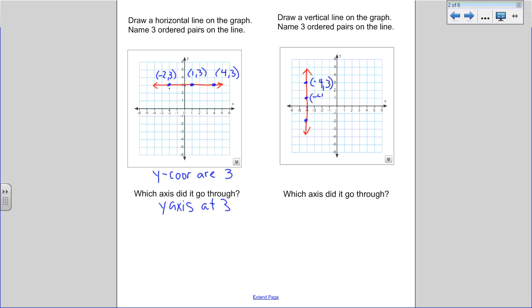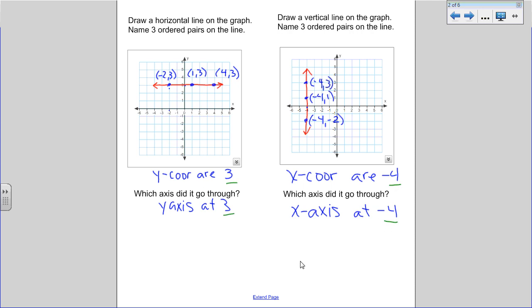This is the point -4, 1. And this is the point -4, -2. And so once again, I'm hoping you guys notice something here. This time, all of our x-coordinates are -4. So on our horizontal line, all the y's were the same. On our vertical line, all the x's were the same. And so we're going to answer the same question. What axis did it go through? Well, this time we went through the x-axis at -4.